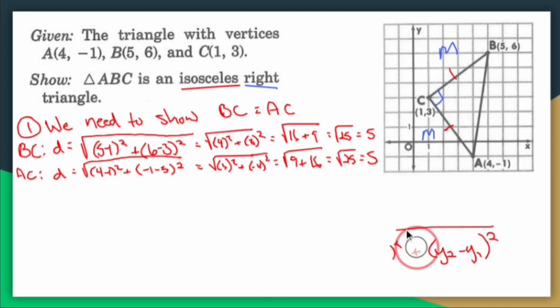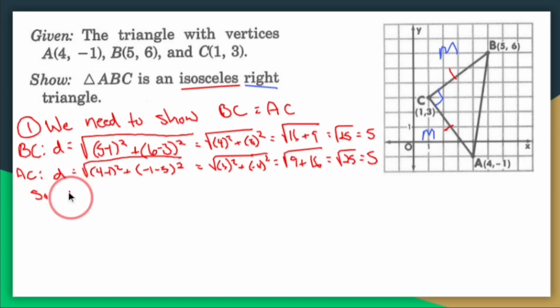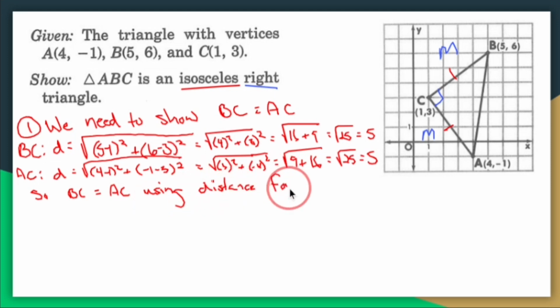So distance formula out. So I will say, because I almost stopped right there, BC is equal to AC using the distance formula. Might be saying too much, but why not? Why the heck not? This one won't take as long.